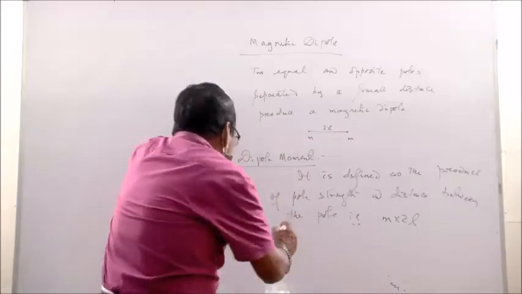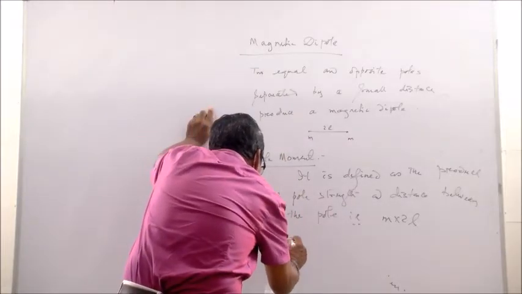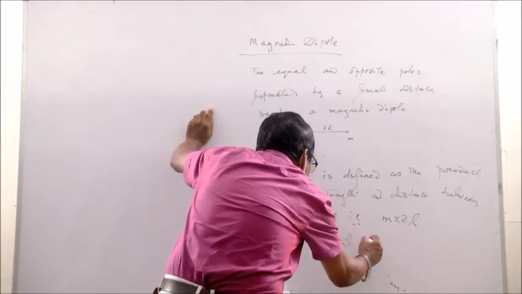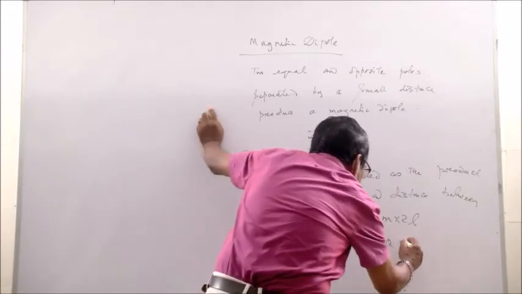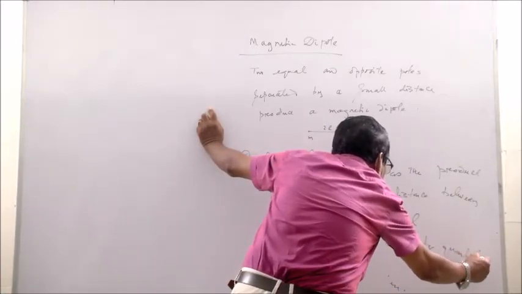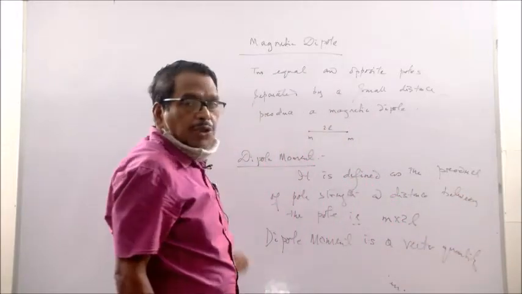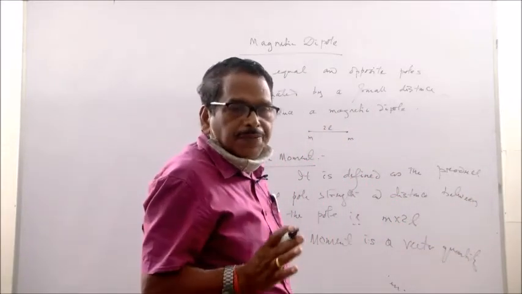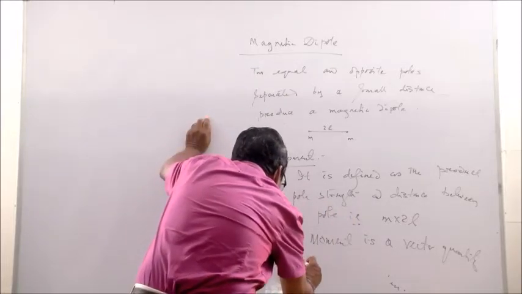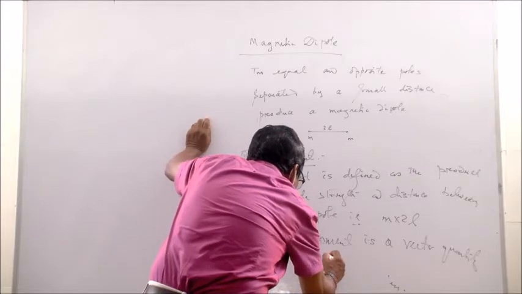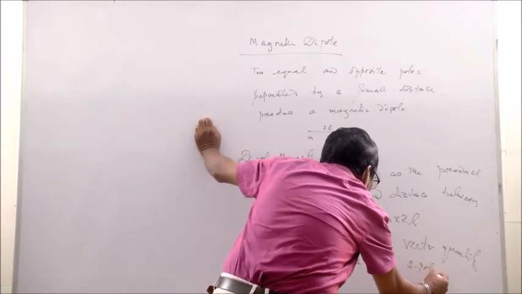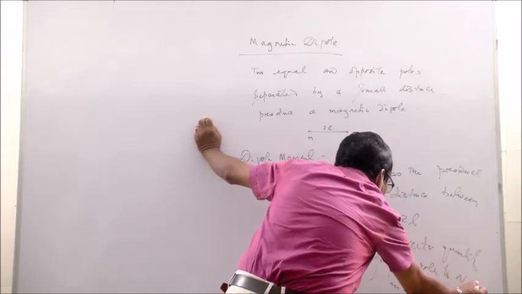It is a vector quantity. Dipole moment is a vector quantity. As you know, every vector quantity has a direction. Then if it is a vector quantity, what is the direction? Its direction is from south pole to north pole.